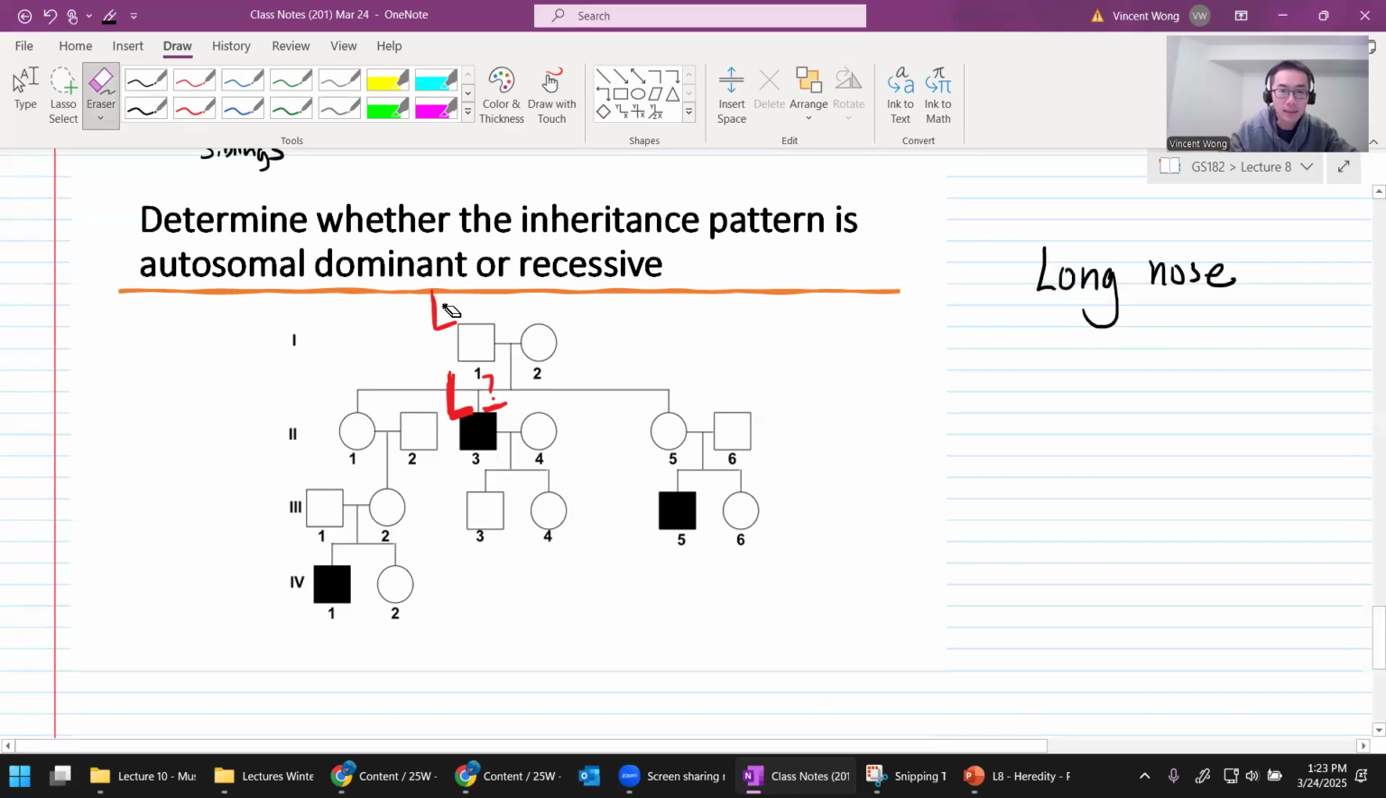Do you understand? Can you repeat? Sure. If we say this is dominant, do you agree this person must have a capital letter?